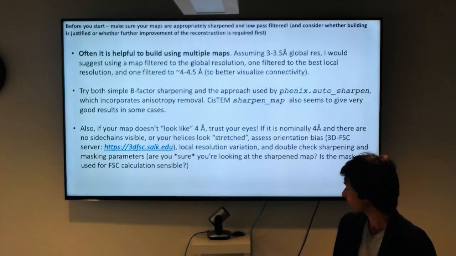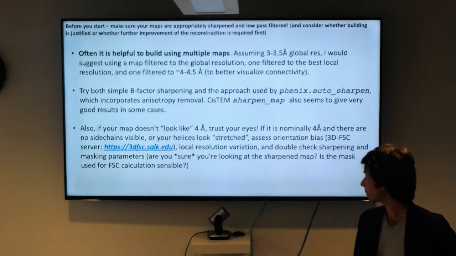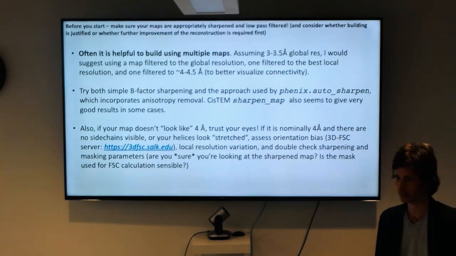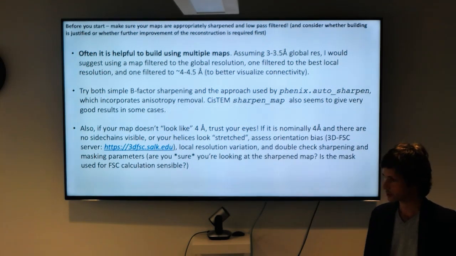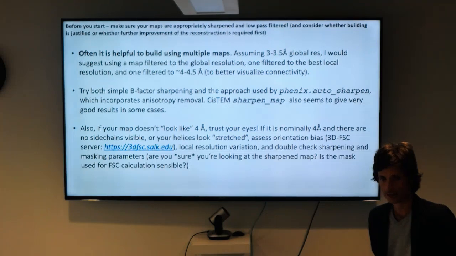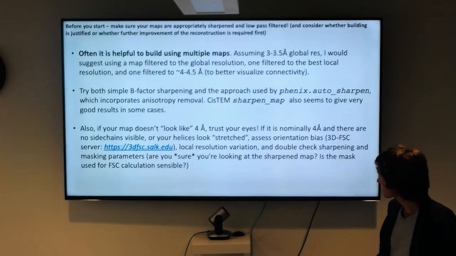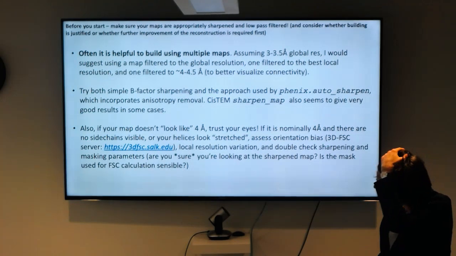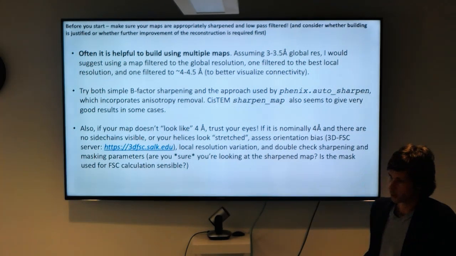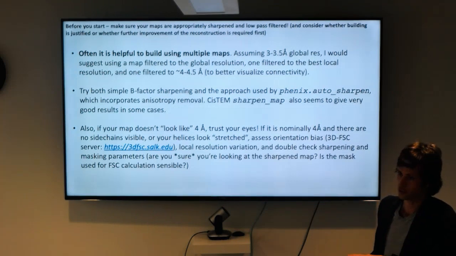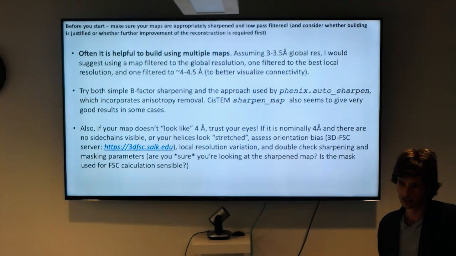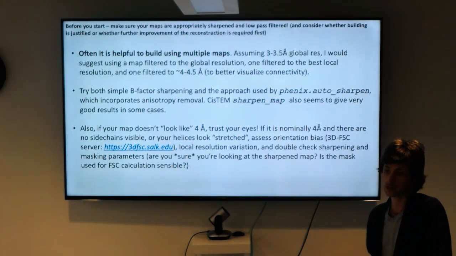And I would try different methods for sharpening your map. I quite like Phenix Auto Sharpen and the method that's used in Servalcat, which is based on spectral widening as opposed to just a simple negative B factor range. And the other point I wanted to make is, if your map doesn't look like the nominal resolution, trust your eyes over the FSC. There are many things that can give you a nominal resolution that is not consistent with the features in your map. The features in your map are what matter.